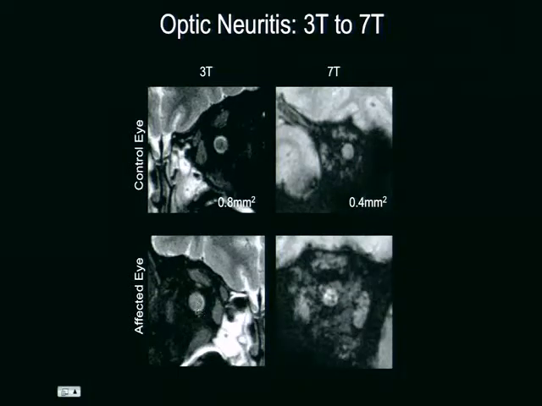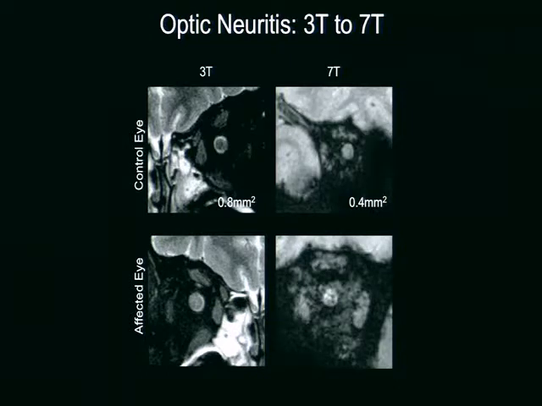And the control eye, you see in 3T, you don't see much, you see a little bit of CSF. And you look at the 7T and you're like, well, Seth, I'm not very impressed by that. That's not a very good image. And I wasn't either until I looked at the other eye. And when I looked at the other eye, what we see is that the T2 at 3T is a bit bigger, but you don't really see much going on in there.